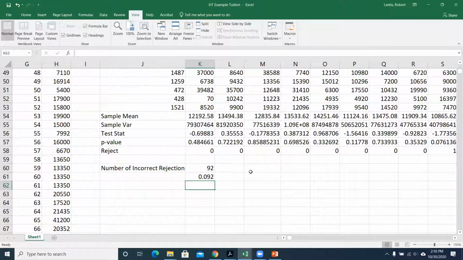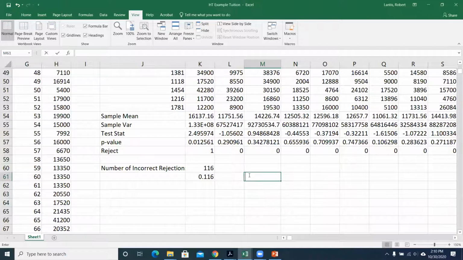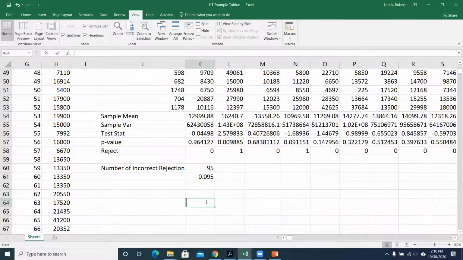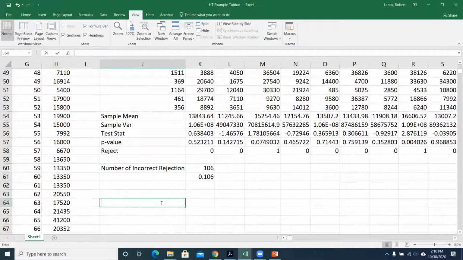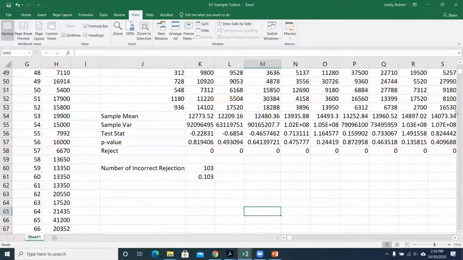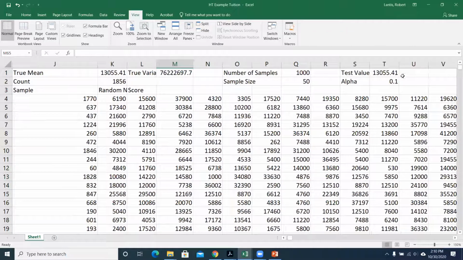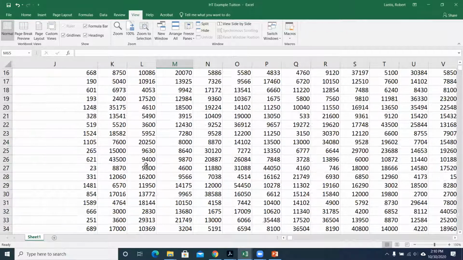And notice every time I click on a cell and hit enter, it randomly generates new numbers. So I'm getting things that are slightly different. But notice they all are really close to 0.1. Sometimes slightly above it, sometimes slightly below it. But they all center around that alpha that I chose. Well, why?